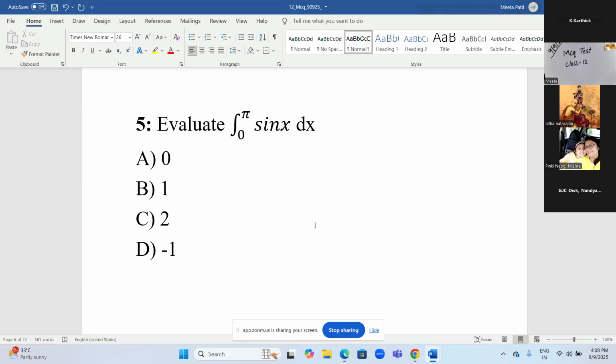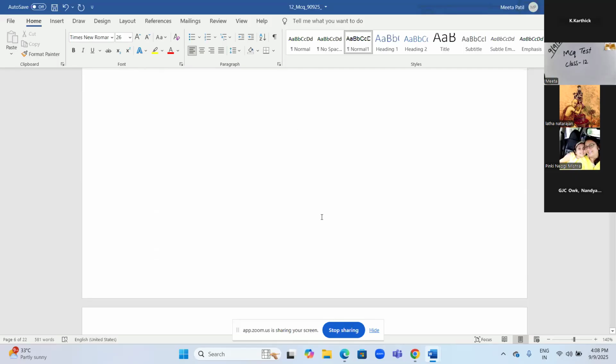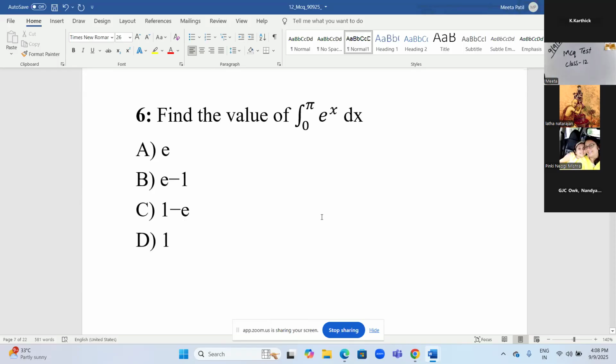Okay, so we will move for the next question now. So your sixth question is: find the value of the integration from 0 to pi of e power x dx. So you are having the option as option A e, option B e minus 1, option C 1 minus e and the option D is 1.